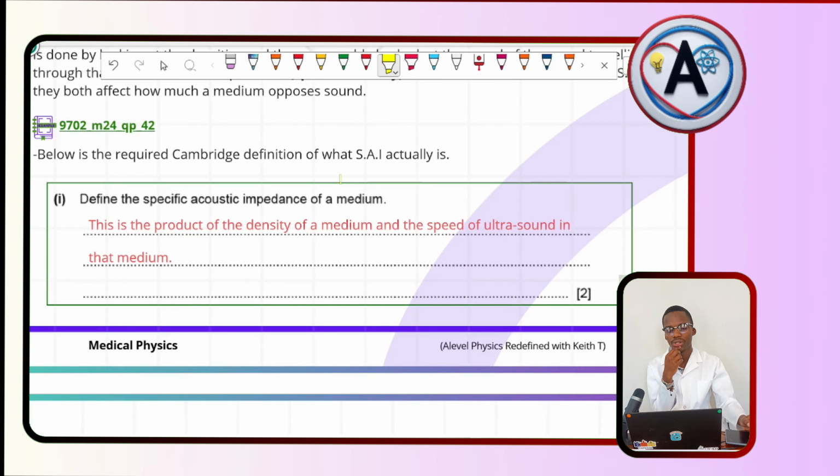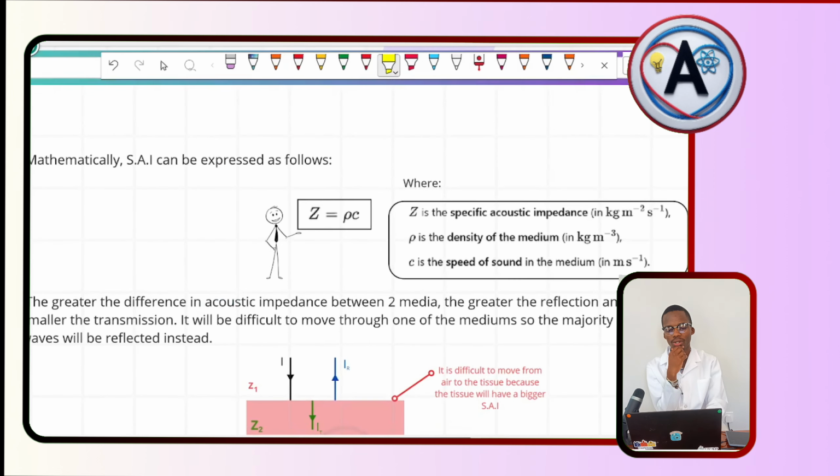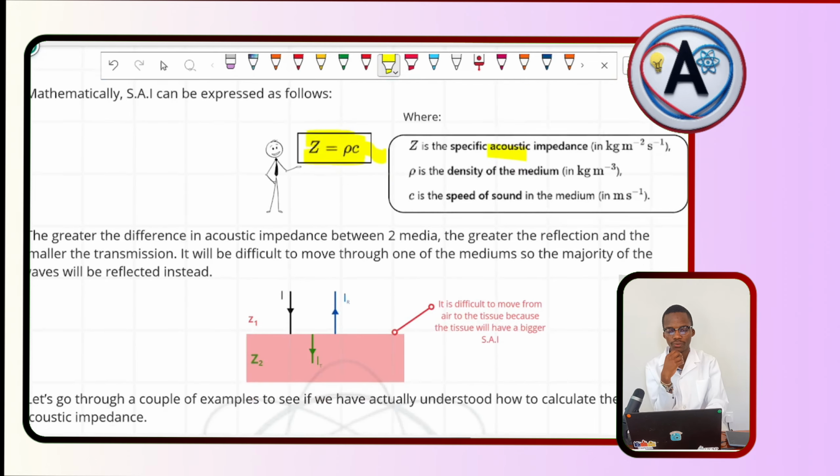So below is the required Cambridge definition of what specific acoustic impedance actually is. It's defined as the product of the density of a medium and the speed of ultrasound in that medium. So be very specific, guys. I don't see why you need to redefine these equations. Use it as it is: the product of density and the speed of ultrasound in that medium. Here is this little guy holding up this equation, where Z is the specific acoustic impedance, rho is the density, and C is the speed of sound in that medium itself.